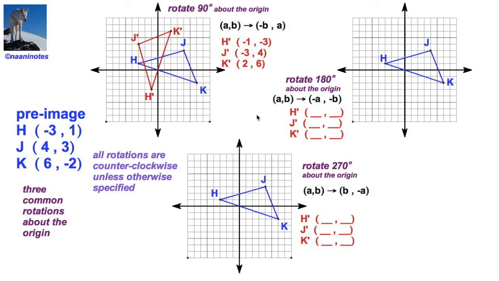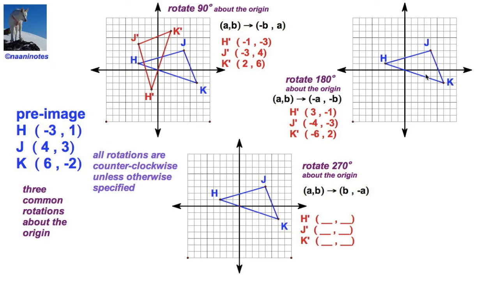So let's go to 180. This one doesn't matter which direction, it's going to end up the same way. But let's just go through the rule. (A, B) maps to the opposite of A, opposite of B. How easy is that? If H is (negative 3, 1), the opposite of negative 3 is 3, and the opposite of 1 is negative 1. J is (4, 3), so J prime is the opposite of 4, opposite of 3. K is (6, negative 2), so K prime is the opposite of 6, positive 2.